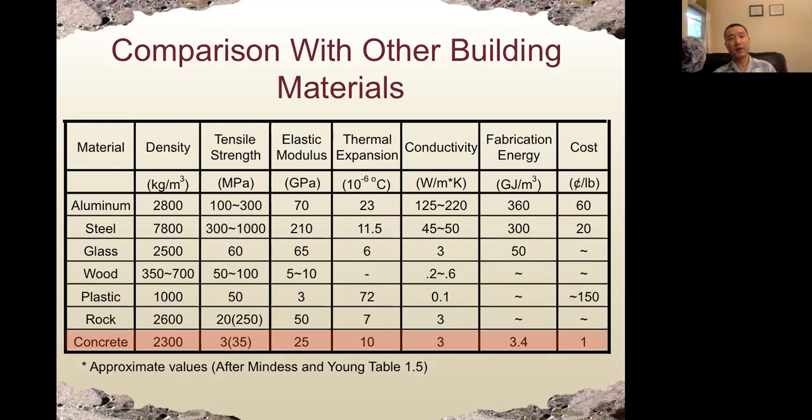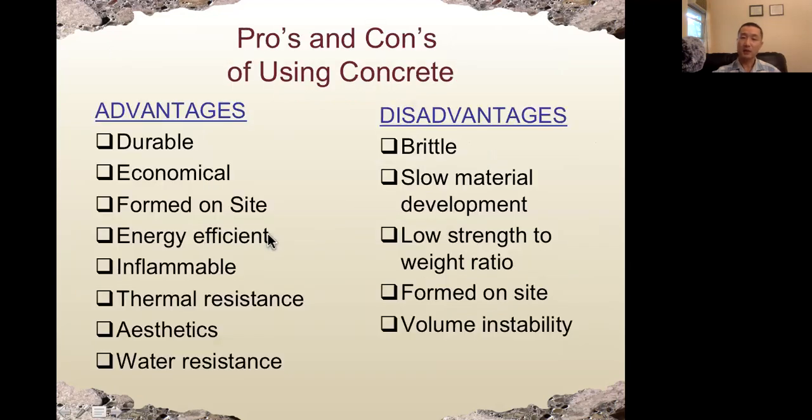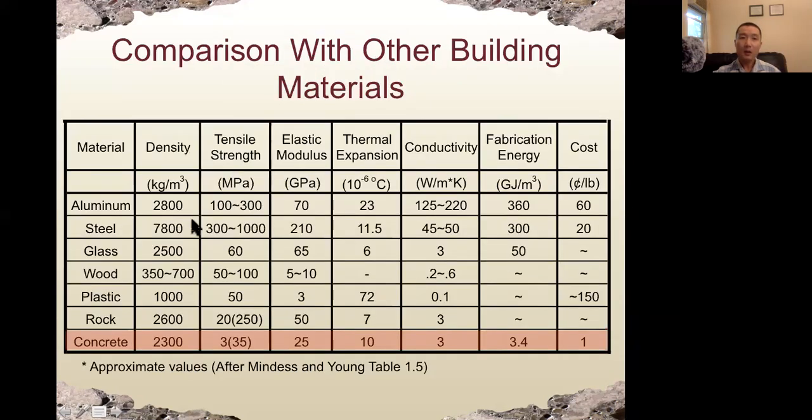This table compares the basic properties of concrete, which is on the bottom, with other types of construction materials such as aluminum, steel, glass, and wood. Okay. As we can see, the density of concrete is around 2,300 or 2,400 kilograms per cubic meter, okay, which is similar to rocks. For steel, it's much heavier, 7,800 kilograms per cubic meter. Aluminum, the density is similar to concrete, just a little bit heavier than concrete.